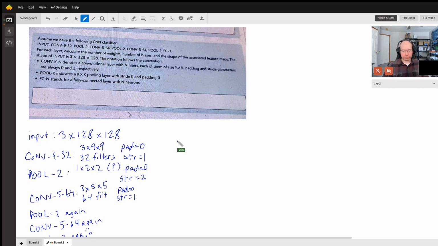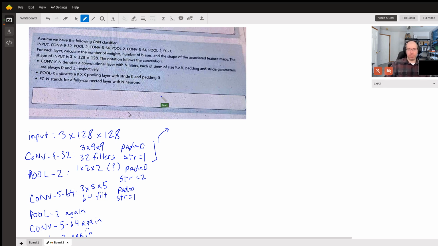All right, so for a conv 9 32, I'll just repeat it again just to make sure. So put that up here. All right, so the number of weights. If your filter is 3 by 9 by 9, that should be 3 times 9 times 9, which is the size of the filter. So that's 3 times 9 times 9 is 243.